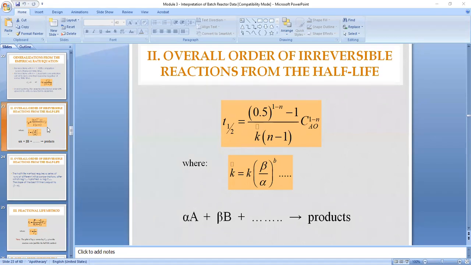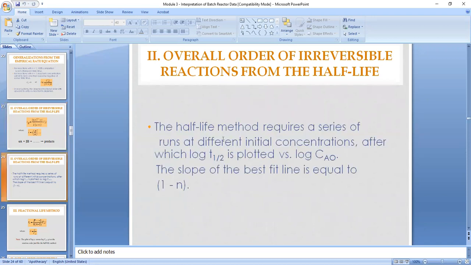So what's going to happen is this. It's explained in here. The half-life method requires a series of runs at different initial concentrations. After which the ln or the log of the half-life is plotted versus the log of the CAO, or the ln of the CAO. The slope of the best fit line is equal to 1 minus n. So knowing the slope, you equate it to 1 minus n. That would then give you the n value.